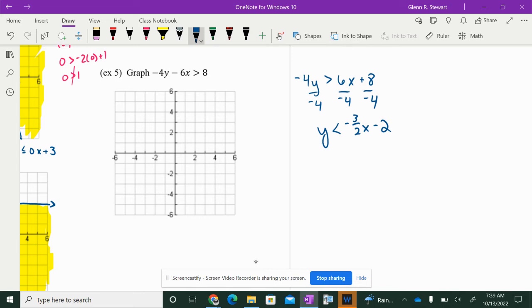So from here, I'm going to start at negative 2. I'm going to go down 1, 2, 3, and then right 1, 2, or up 1, 2, 3, left 1, 2. I'm going to put a dashed line. And then in this case, I am looking at this new symbol, so I'm going to shade below.